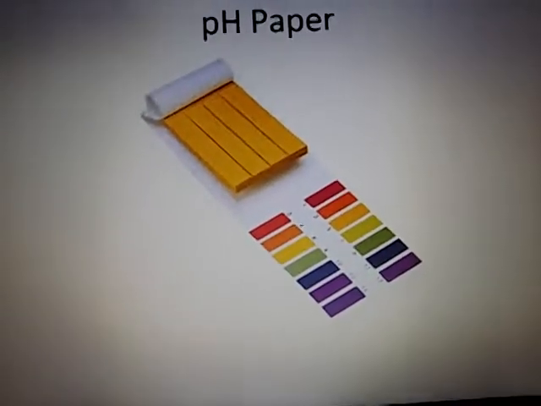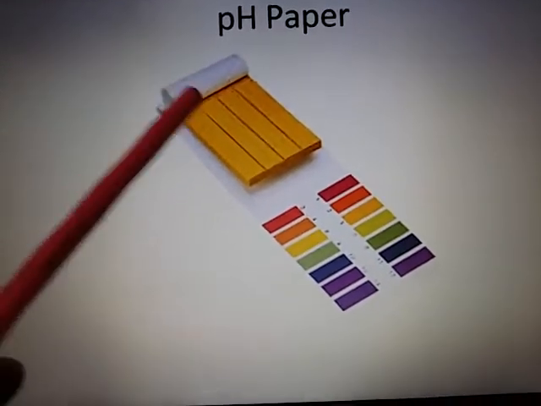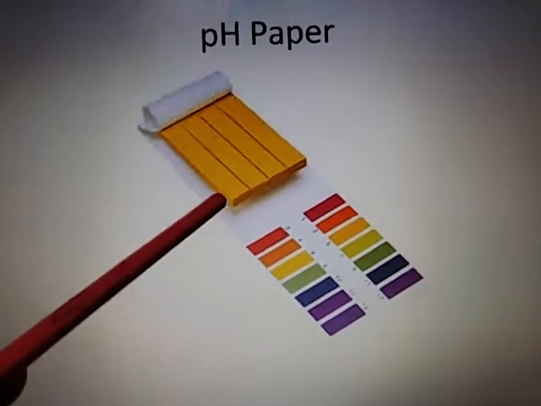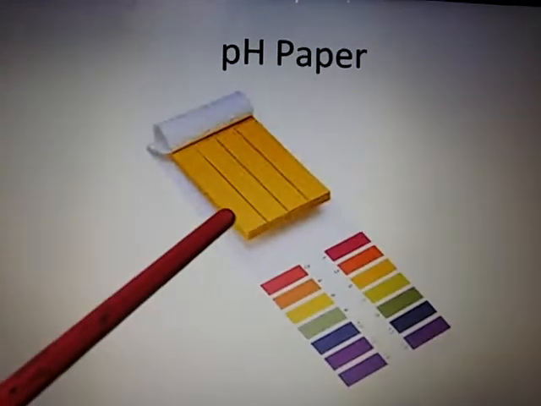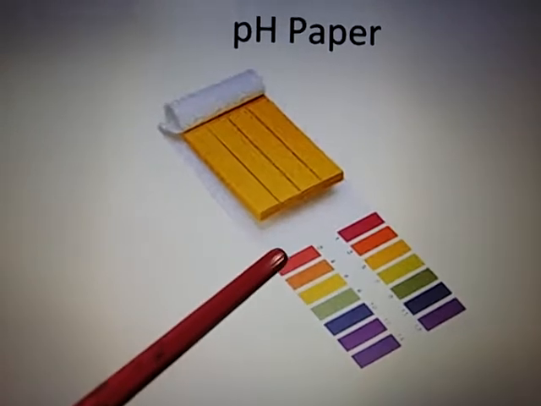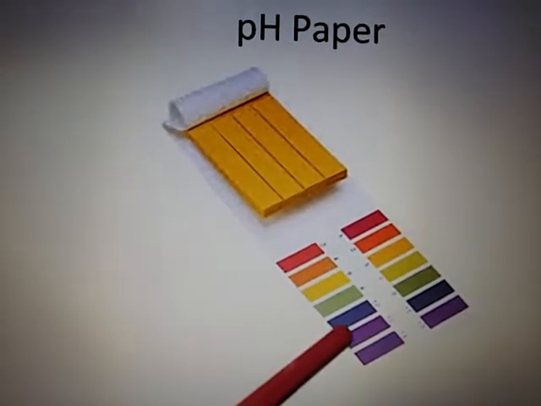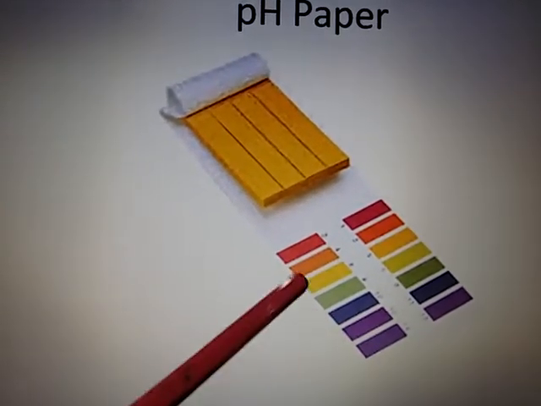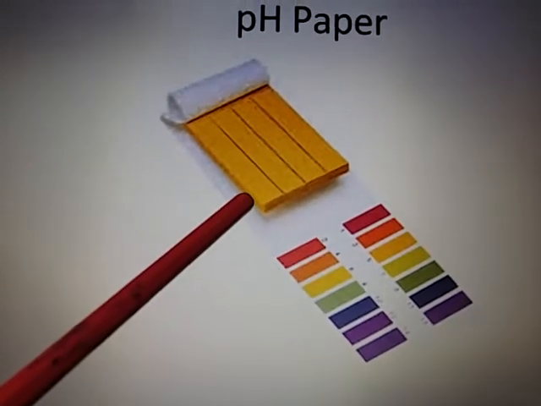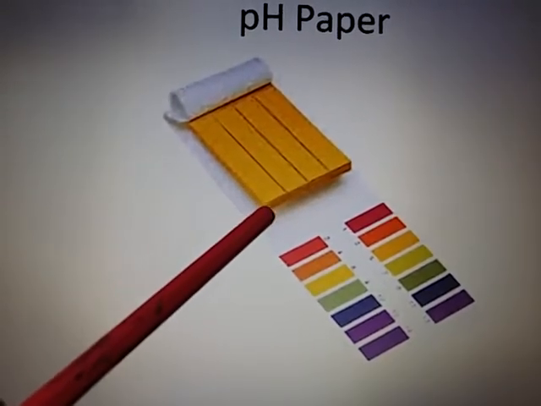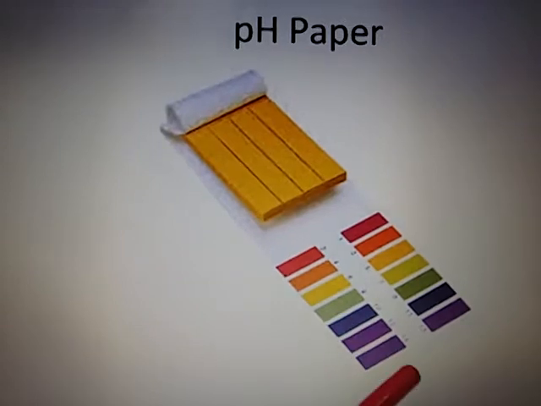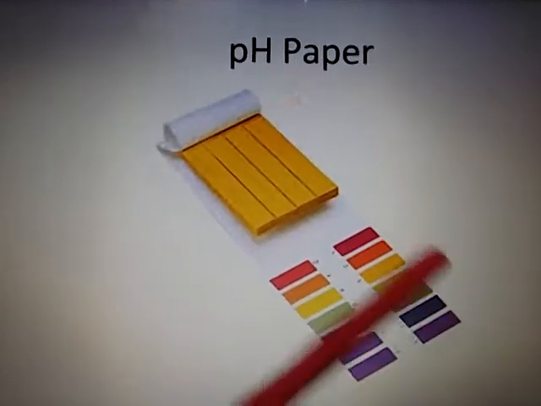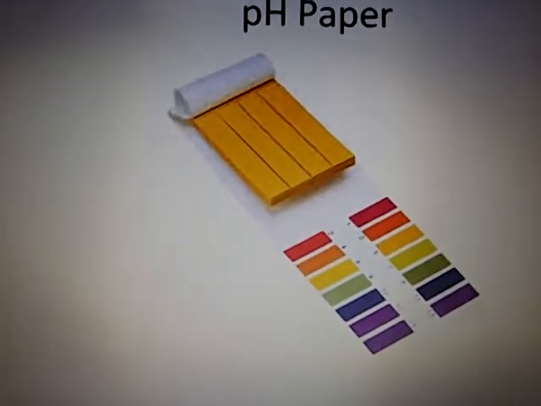Now this is pH paper, the universal indicator, which is available in this form also. It is used to find the pH of different substances. Here you can see the color change. When this paper is dipped in some solution, it changes color according to the pH of that solution, right?